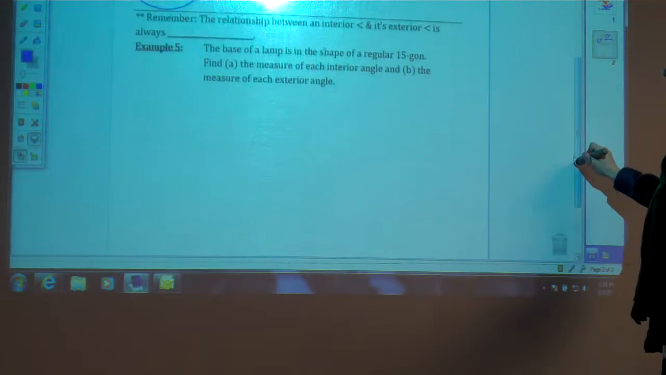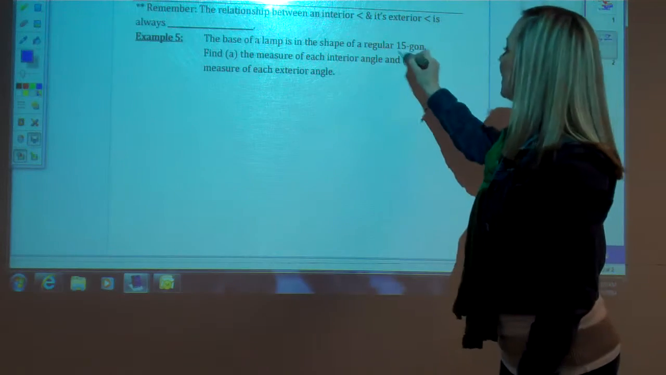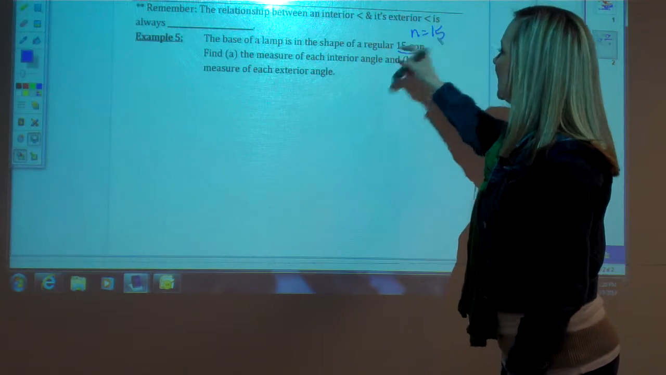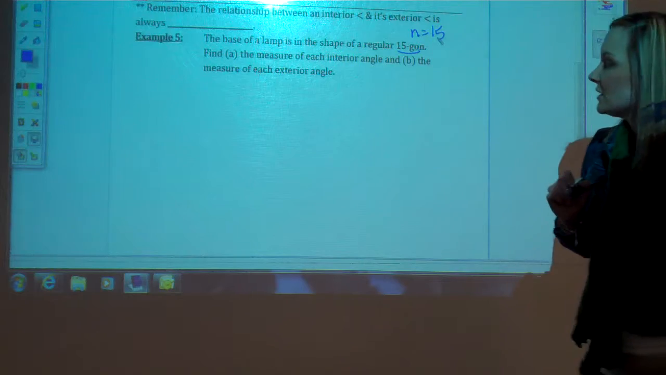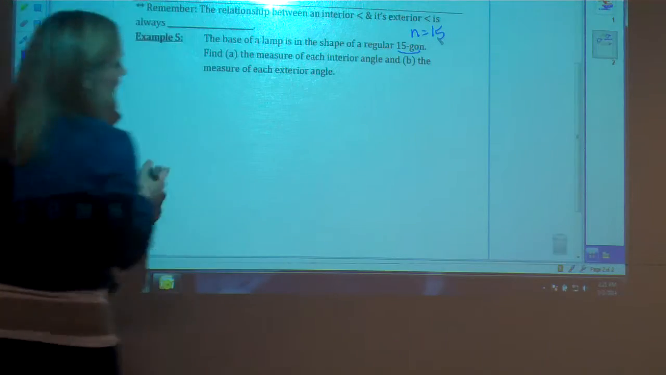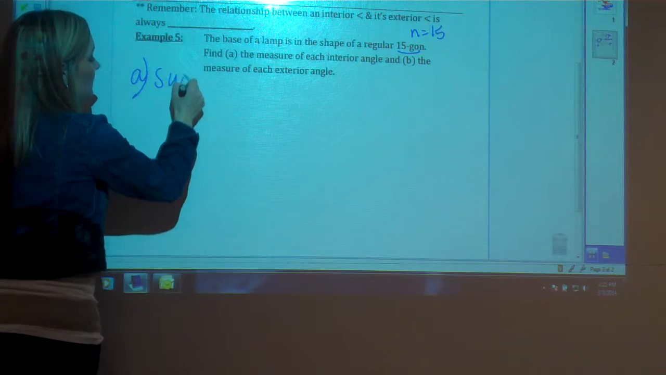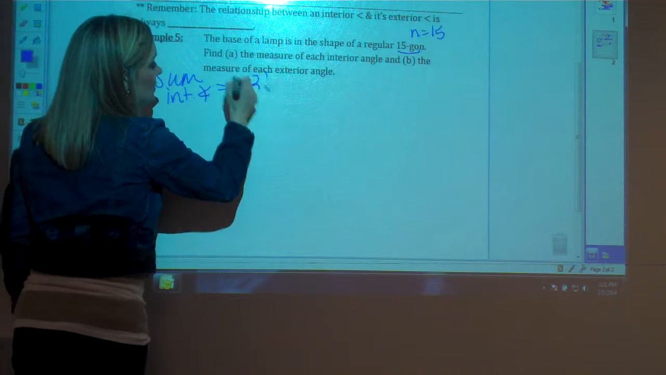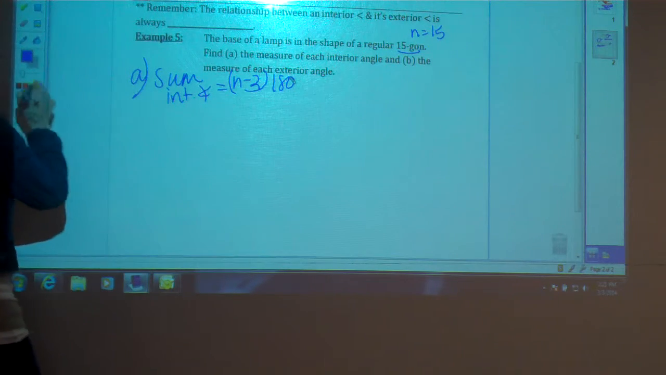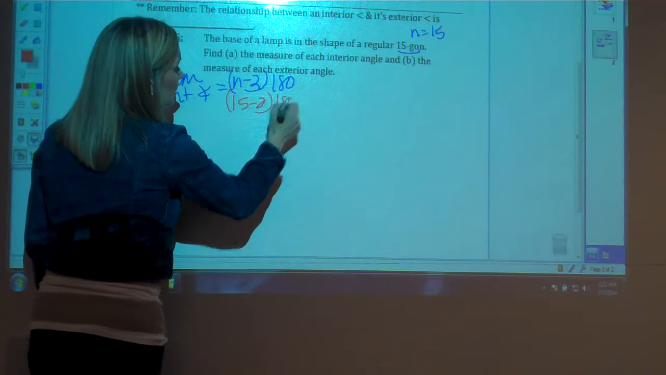Example 5, our last example, says the base of a lamp is in the shape of a regular 15-gon. So that means n is equal to 15. It is regular, so that means all the sides and all the angles are congruent. It says find the measure of each interior angle and then find the measure of each exterior angle. The only thing you know about the interior angle is your sum. The sum of the interior angles is equal to n minus 2 times 180. So when we plug in, we have 15 minus 2 times 180.